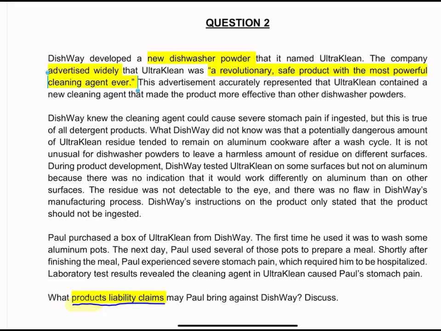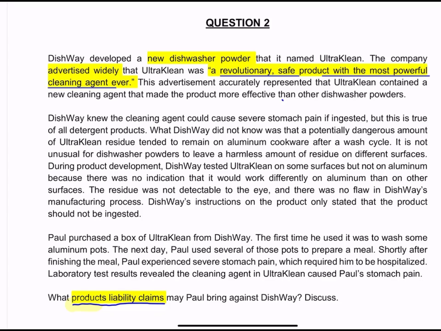So we know that we'll have an express warranty. When you look at what they advertised, break it down into its component parts. They call it revolutionary, they call it safe, and they say it's the most powerful cleaning agent ever. Which of those is going to turn out to be untrue? Probably safe, for one thing.